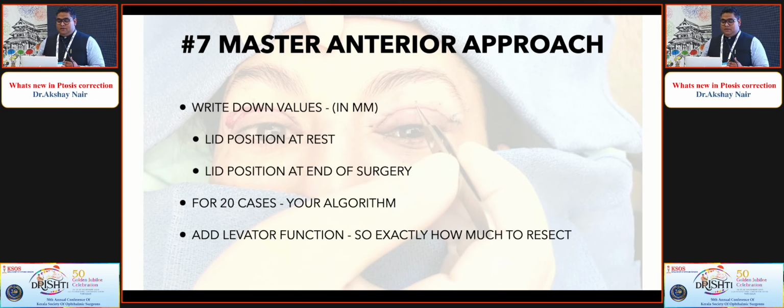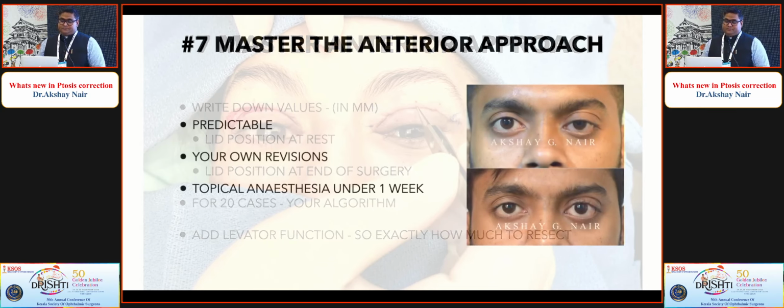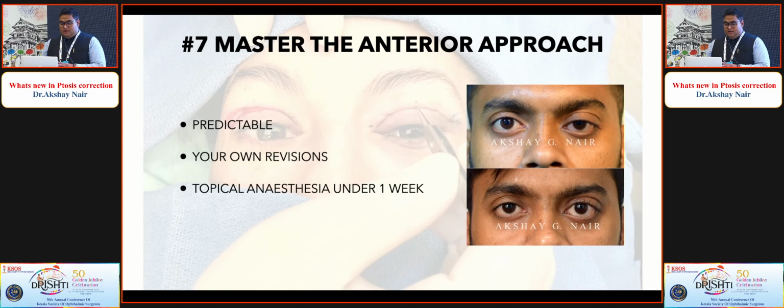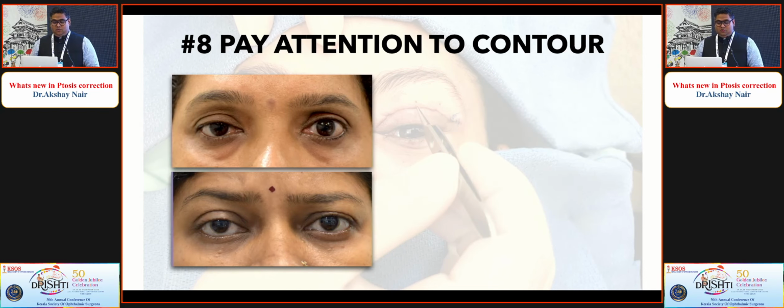I think we all need to, at any stage in a career, understand our algorithm. Just like cataract surgeons have surgically induced astigmatism, not everyone's levator resection surgery is identical. We need to know how much of resection creates how much of lift in severe, mild, moderate ptosis. So we know exactly what is our surgical correction in our hands and approximately come to our own algorithm. So we can revise, and if we are able to predict our outcomes, even revise them in 1 week under topical anesthesia or even local anesthesia.